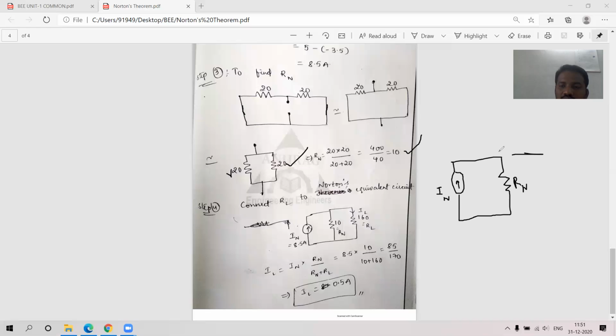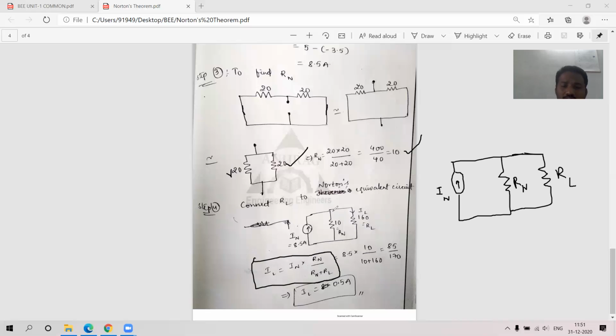Initially, we temporarily removed RL, no? That RL we need to connect now. This will be the new circuit. RL is 160, RN is 10, and IN is 8.5. I want the current through the 160 ohms, that is the load current only, no? That is IL, just applying the current division method. Just apply the current division formula and you are going to get the value of current through this branch.